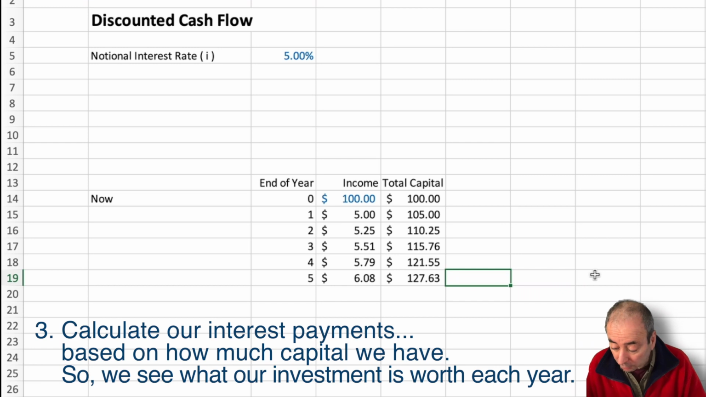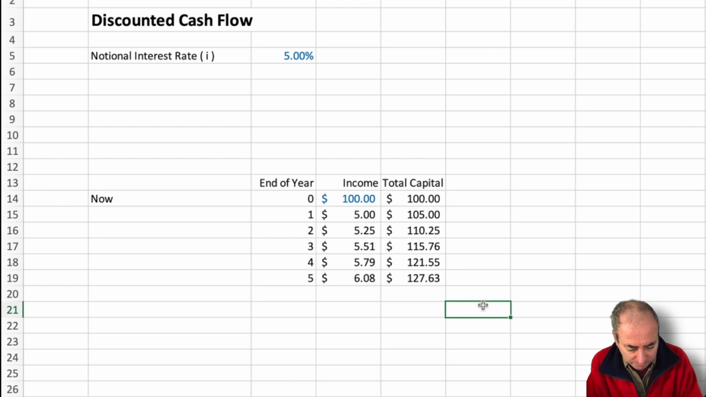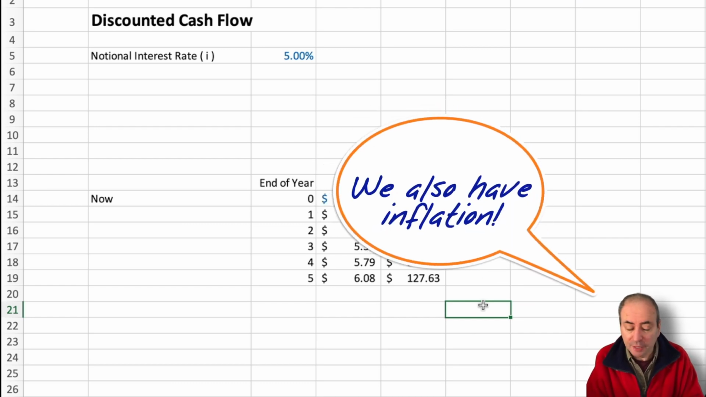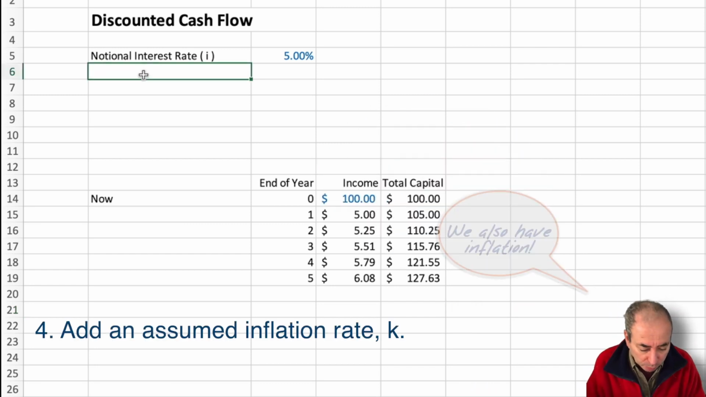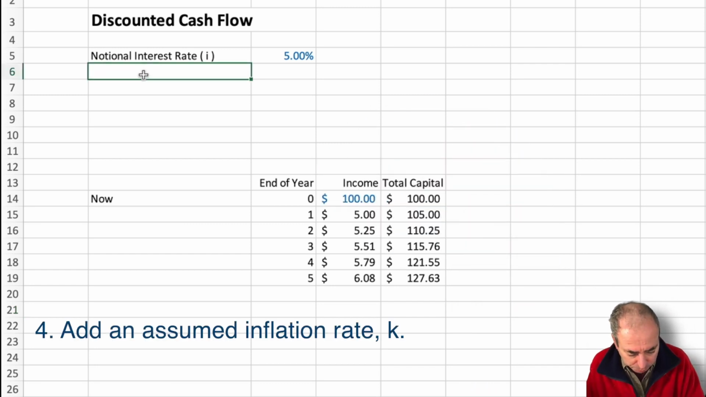And Albert Einstein referred to compound interest as one of the wonders of the universe. But the problem is, we also have inflation, and that erodes the value of our money. So let's put an inflation rate onto our spreadsheet. So we're going to put inflation rate.